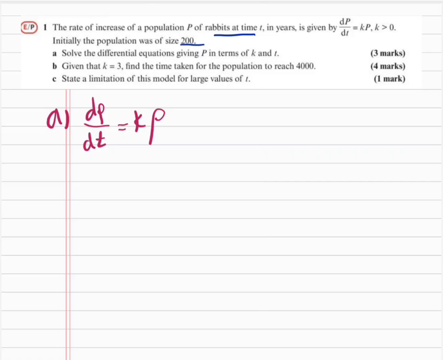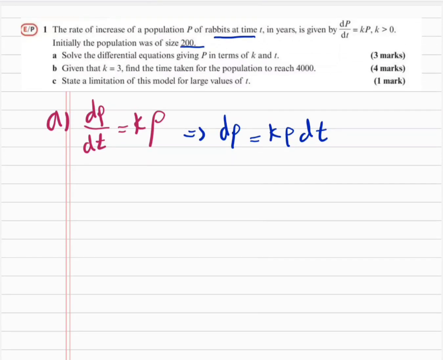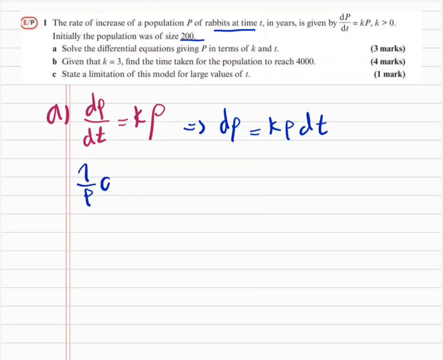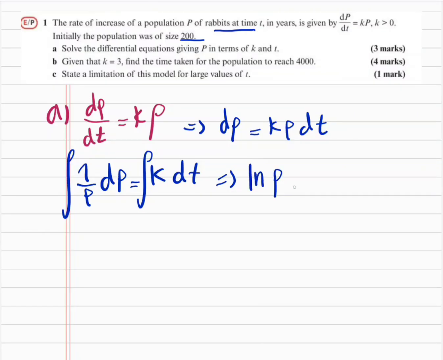So, we obviously need to use separation of variables. We can multiply both sides by dt first, and that gives us dP = kP dt. And now let's divide both sides by P, so the equation becomes 1/P dP = k dt. Remember that k is just a constant, and now we can integrate both sides. The integral of 1/P is ln|P|, but since P is population and population is positive, we don't need the modulus. And the integral of k with respect to t is kt + c. c is the constant of integration.